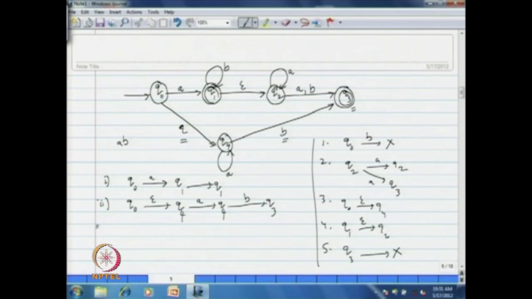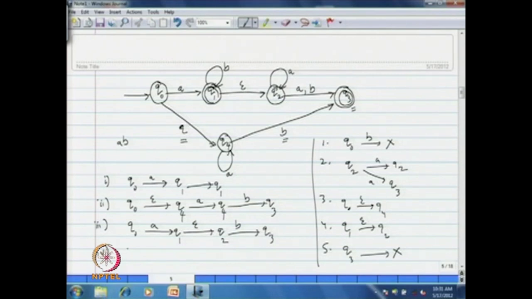Then the third possibility is that Q0 taking A can go to Q1, and then at Q1 taking an epsilon transition, it can go to Q2, and at Q2 on input B, it will go to state Q3. So, this is another possible execution trace for the given string AB at state Q0.